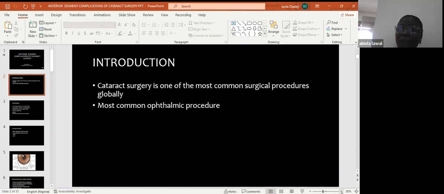And like every other surgical procedure, cataract surgery is not without its likely and possible complications, even in the best of hands. That's why getting acquainted and knowing the possible complications that can occur will help to take necessary precautions in order to prevent them from happening.